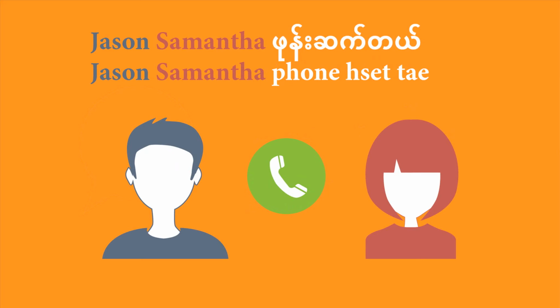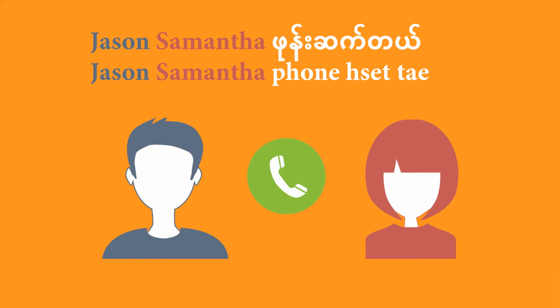In English, in general, the verb comes between the subject and the object, and the one that comes before the verb is usually the subject, the one doing the action. The one that comes after the verb is usually the object, the one receiving the action. For example, Jason phoned Samantha, or Jason called Samantha.